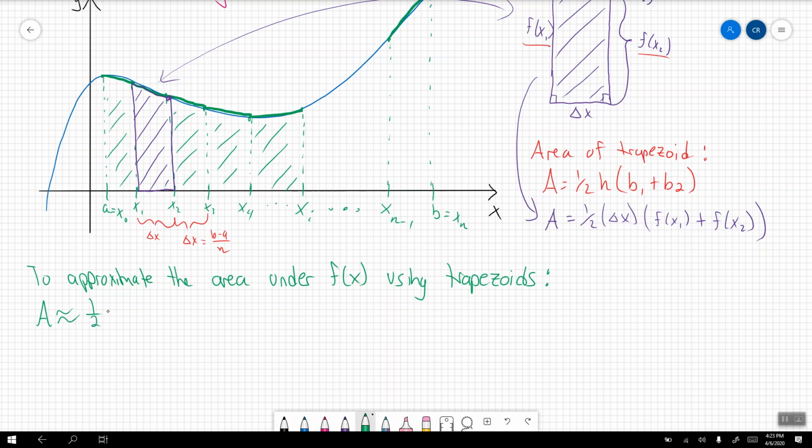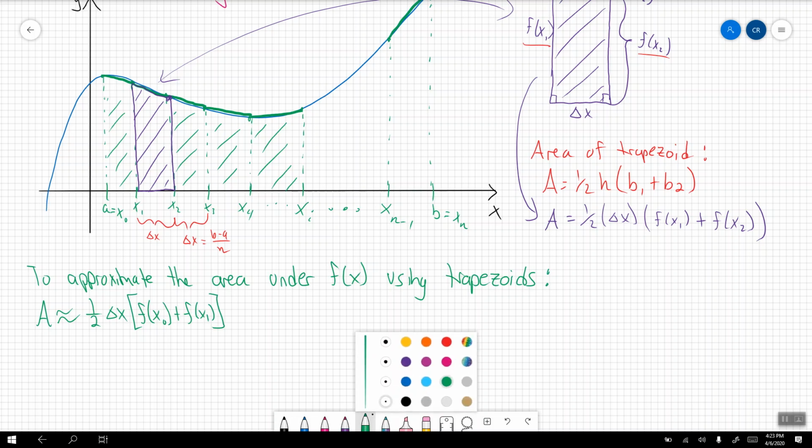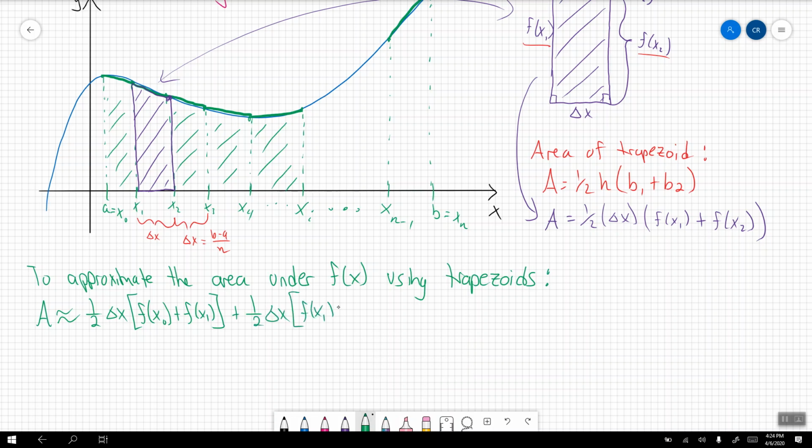Would you agree that that's just 1/2 multiplied by delta x, and then f of x naught plus f of x1? That's the first trapezoid here. Plus the second trapezoid, that's the one that we found over here. That was the purple one. So plus the area of that purple trapezoid, and that was f of x sub 1 plus f of x sub 2. Plus, we can do the area of the third trapezoid, delta x, and that's going to be f of x sub 2 plus f of x sub 3.